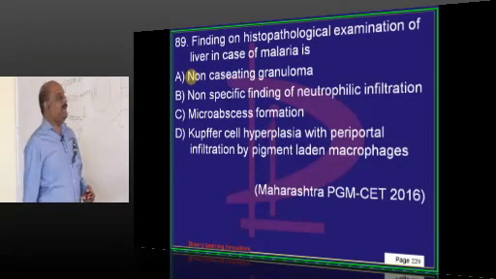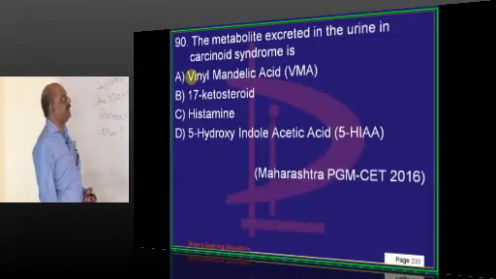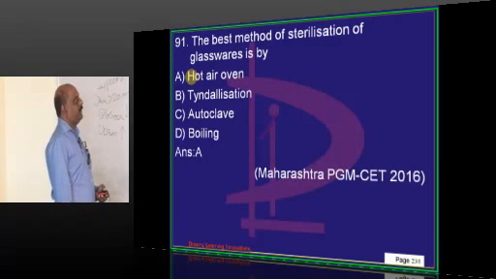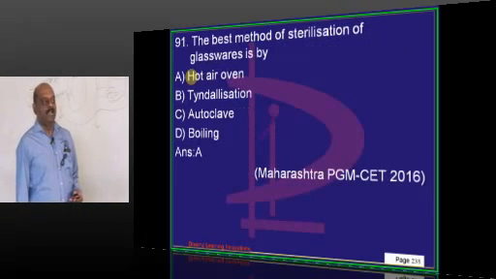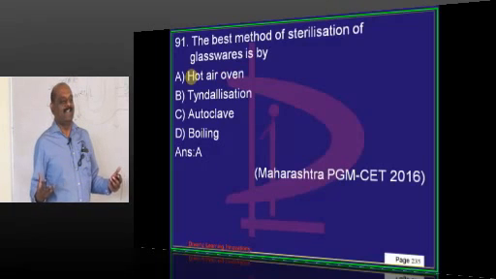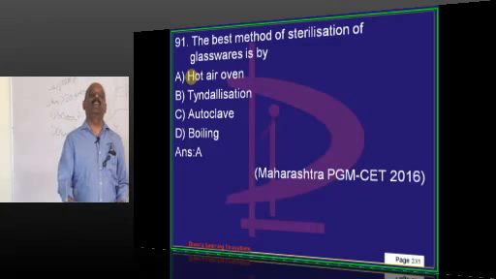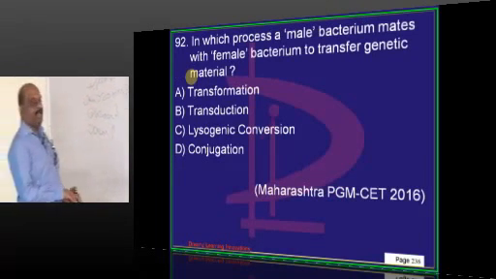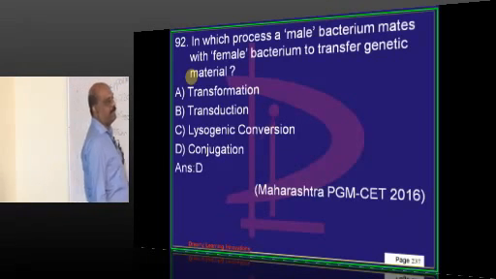In case of malaria, in the liver what do you see? Kupffer cell hyperplasia is a classical feature. So, carcinoid syndrome gives indole acetic acid. Glassware is sterilized in a hot air oven. Don't get a feeling that in a hot air oven glass will break. That's a common feeling everybody will get on this MCQ, I know. But still, hot air oven is for the glassware. So, male bacterium mates with female bacterium. What is that called? Conjugation.